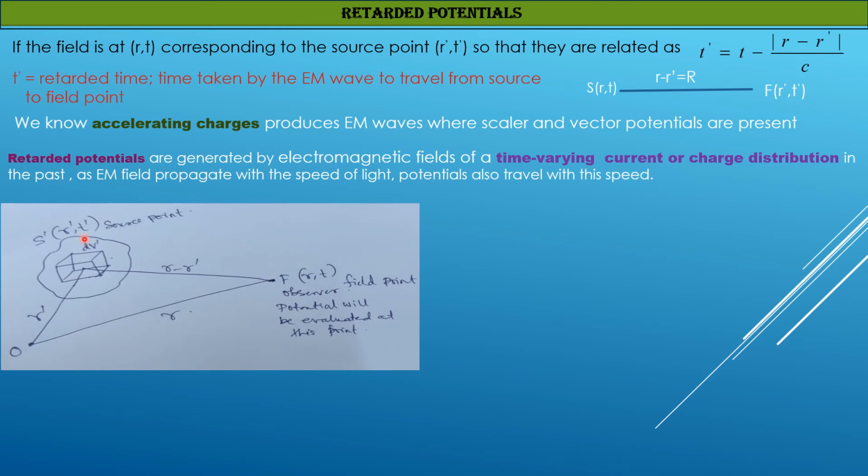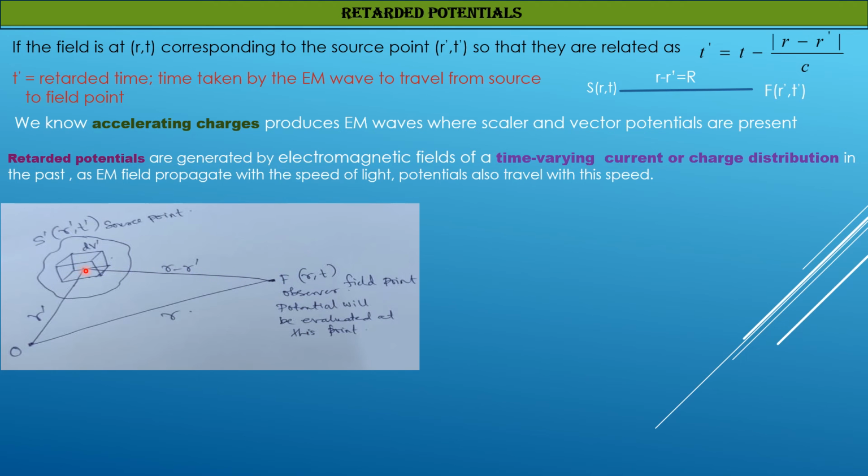So you see, this is the actual pictorial representation for convenience. This is the origin, and this is the source point. We assume a small volume element dv prime. From O to F, this distance is R. F is the field point at which the potential is to be evaluated. This is the source point, that means r prime, t prime, and the field point is r, t. So let's look at this picture, and the distance that matters is from the source to the field point, where you need to evaluate the potential.